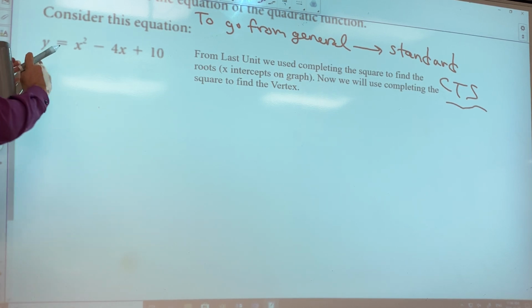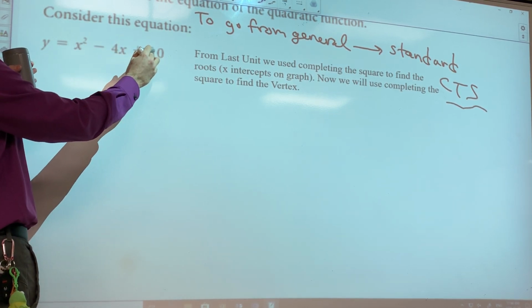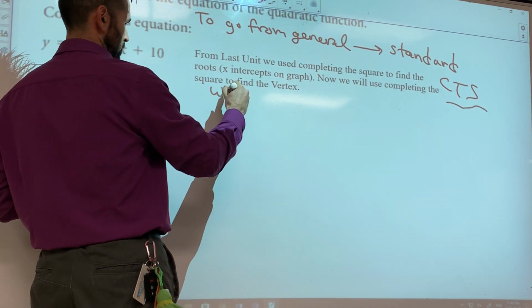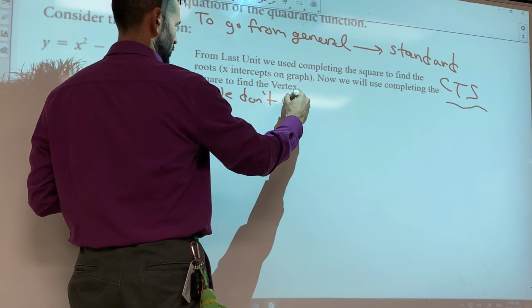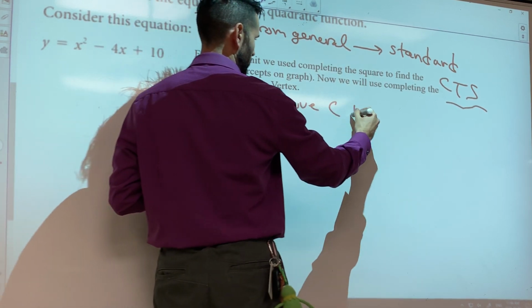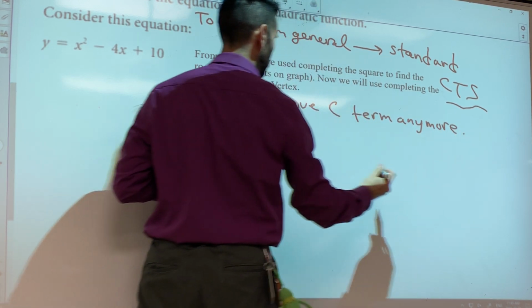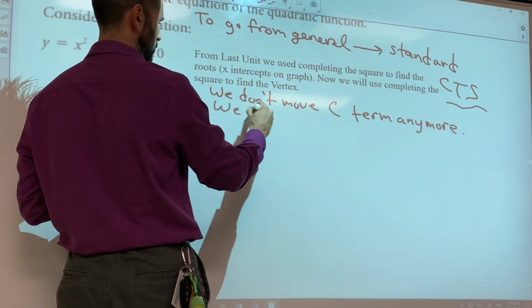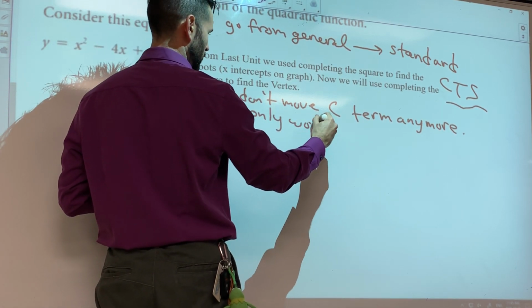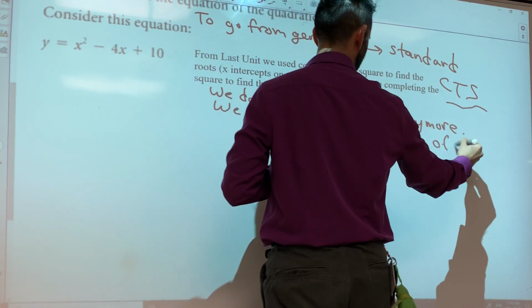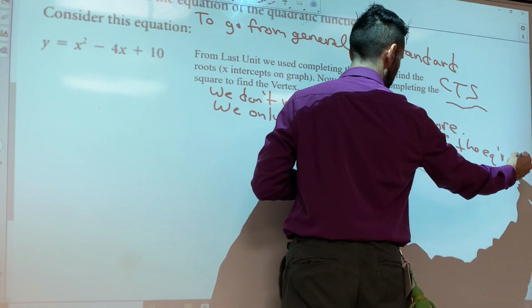So the thing is you don't have 0 on this side. So remember when we did it last unit, the first thing we did is we moved the constant term over to the other side. Now we don't, because then we'd have y minus 10 and it doesn't make our lives easier. So I'm just going to say we don't move the c term anymore. We only work on one side of the equation.